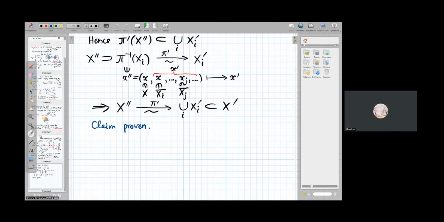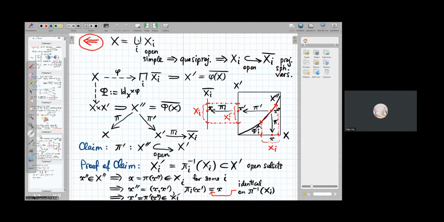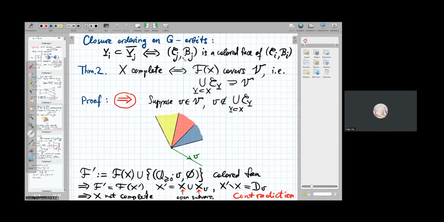finally, what we can do next, we proved the claim, and now we want to use this claim. How do we use it? So we want to prove that X is complete. So we prove this implication. We are given that the fan of X covers the whole valuation cone, and we want to prove that X is complete.